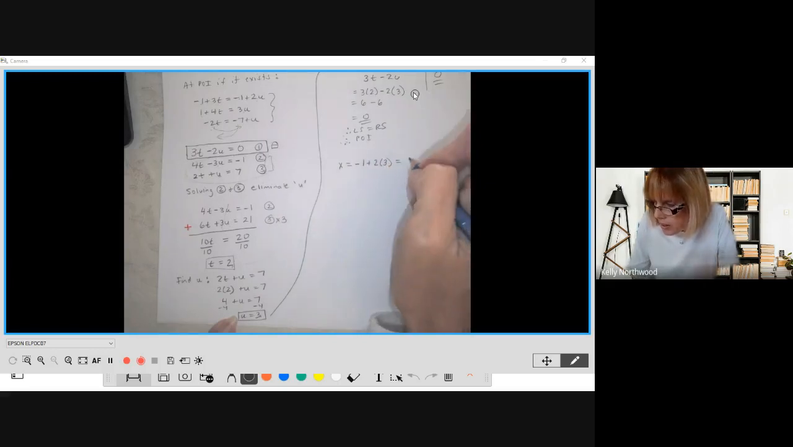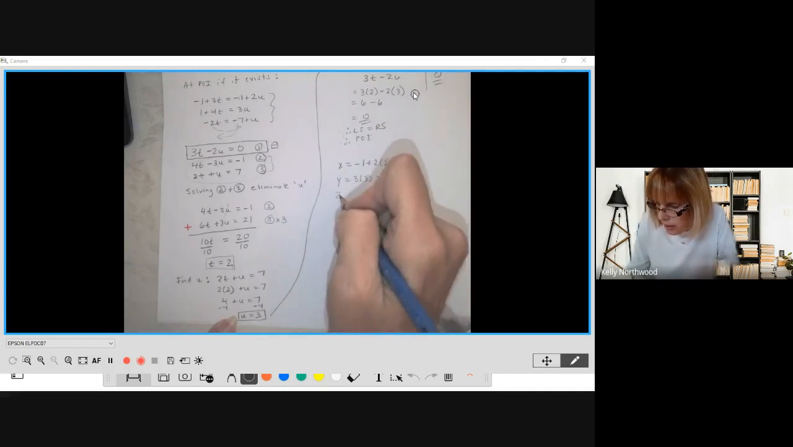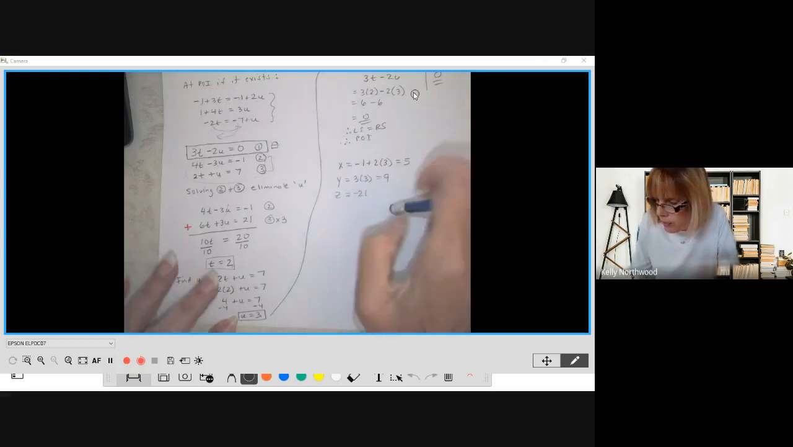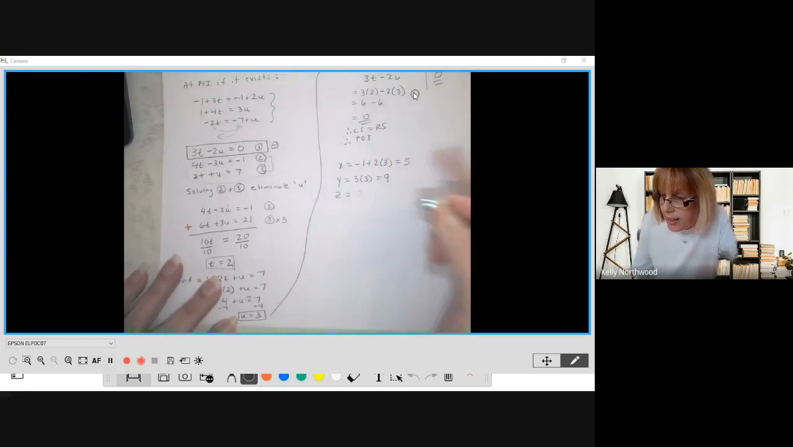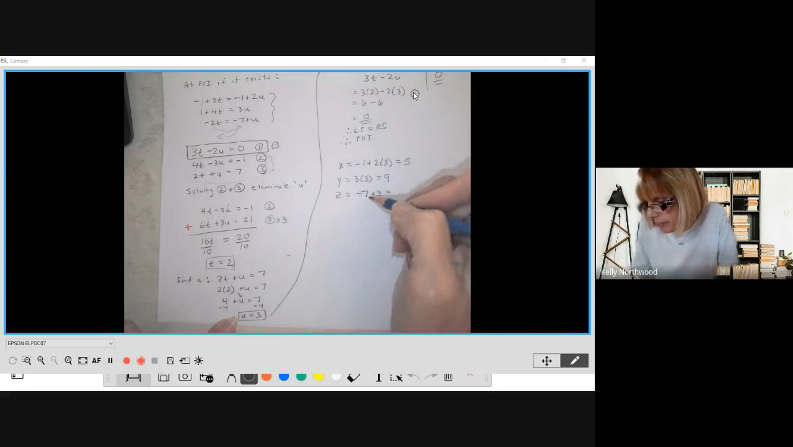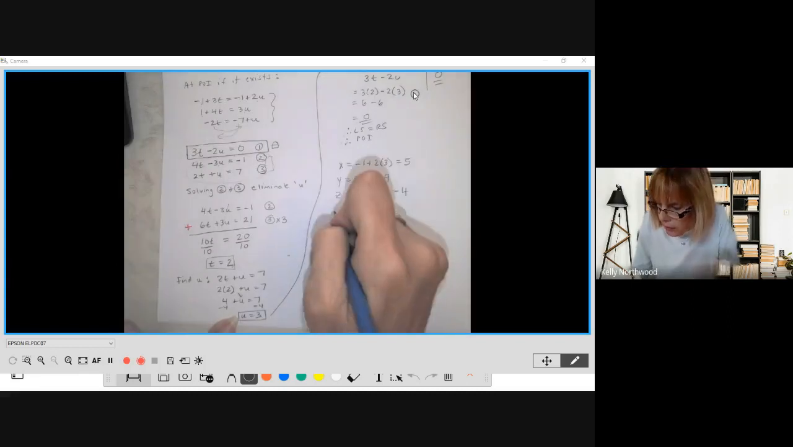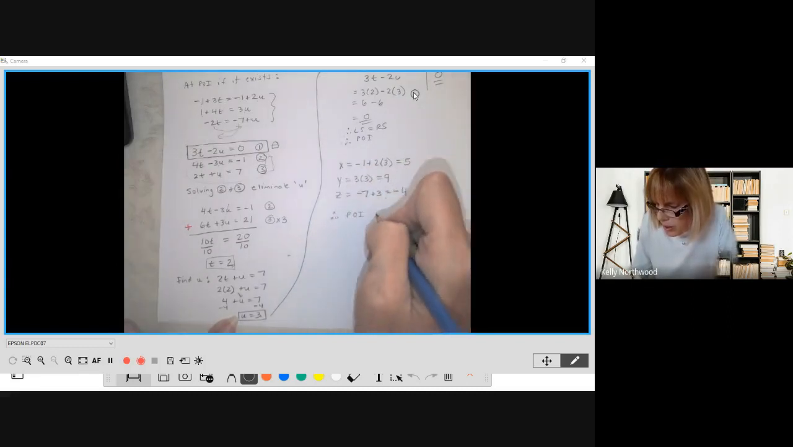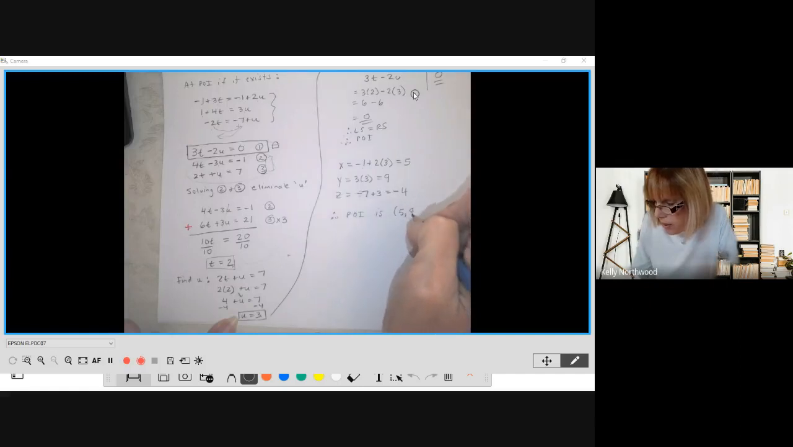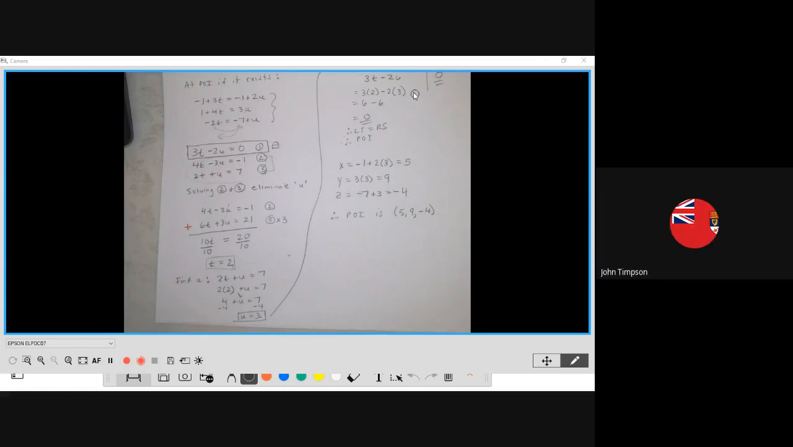So -1 plus 6 is 5. 3 times 3 is 9. -2 times, oops. Look, I went to the t parametric. That's a bad mistake. -7 plus 3 is -4. So therefore, point of intersection is 5, 9, -4. It's the same for the t variables.